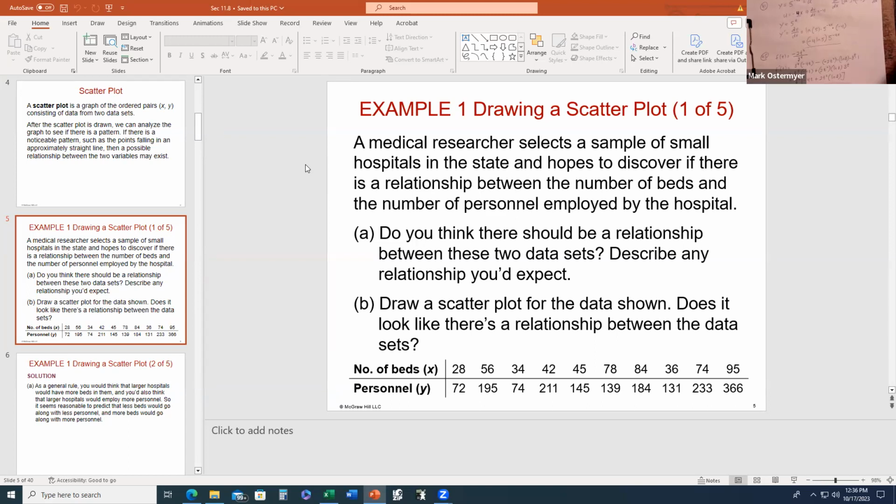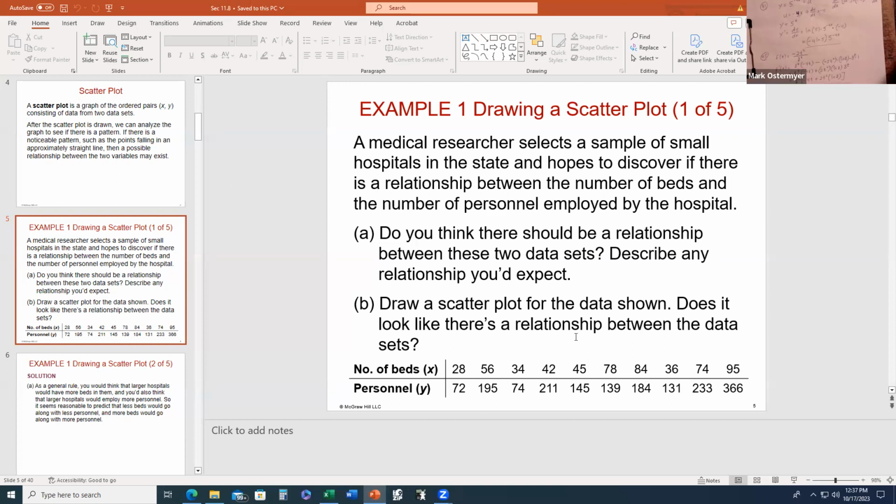So we're going to go out and collect ordered paired data from several hospitals. The X variable represents the number of beds that the hospital offers, and Y represents the number of employees that the particular health facility has on board. So we have ordered pairs here. In fact, how many do we have? Looks like we have 1, 2, 3, 4, 5, 6, 7, 8, 9, 10 ordered pairs from 10 different hospitals.